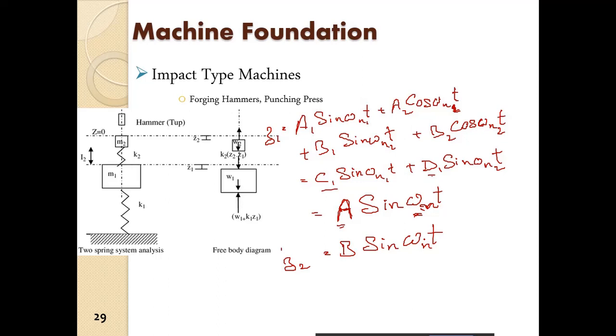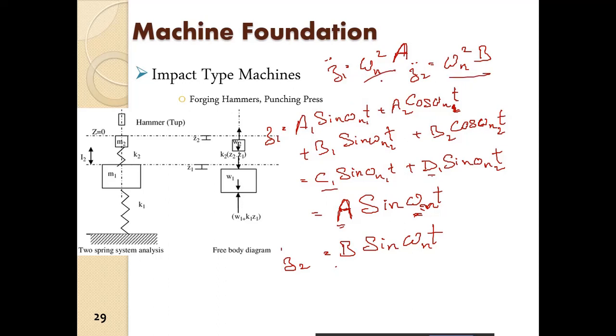Okay, now at the maximum displacement, we know that the acceleration is omega n square times the amplitude. So in this case it will be omega n square a, where a is the amplitude. Similarly in this case it will be omega n square b. So z1 acceleration will be this one, and z2 acceleration will be this one. Okay, maximum acceleration, that is.